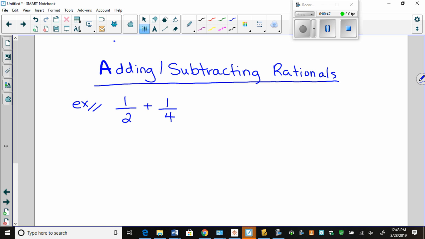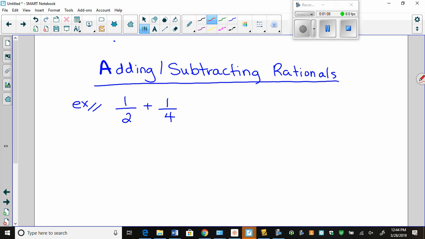With multiplication and division, it was great. We just went right away. Top, top, bottom, bottom, GCF, difference of squares, everything, right? Then canceled. But with fractions, when we add and subtract them, we need common denominators. This is true. The common denominator is often never smaller, it's larger, okay? So our denominators are 2 and 4.